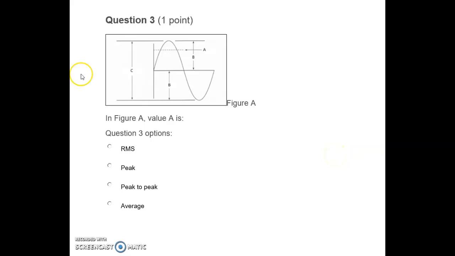Question 3, so in this figure, it's looking for value A. This is value A here, this dotted line, and that is RMS. That's the RMS value.